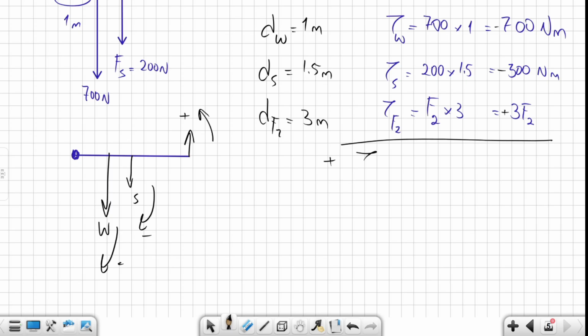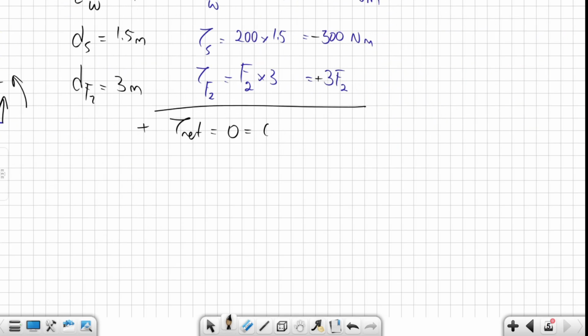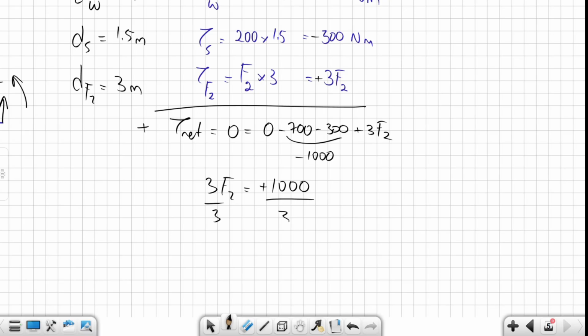Add all of them. So net torque must be equal to 0. They must be equal to 0: minus 700 minus 300 plus 3F2. These two are minus 1000. Take it to the other side. So you will have 3F2 is equal to plus 1000. Divide both sides by 3. And you will get the answer as F2, which is equal to 333.33. It goes on like this. This part is not important.